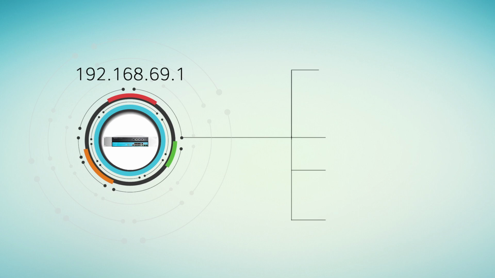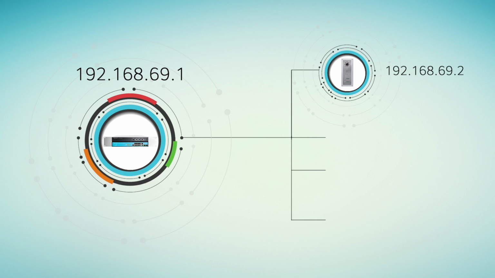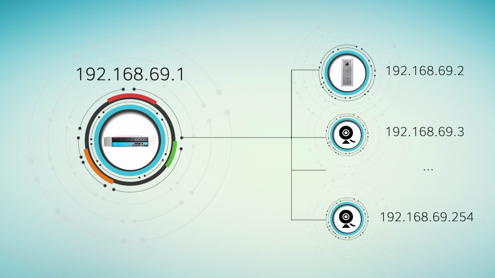So, this means that the best thing to do is to leave the network on its default settings, which means the heartbeat will have the address 192.168.69.1 and will play the gateway of the 69 network. So, you should configure your outdoor devices to have addresses like 192.168.69.2 or 3 and so on, up to a maximum of 254.